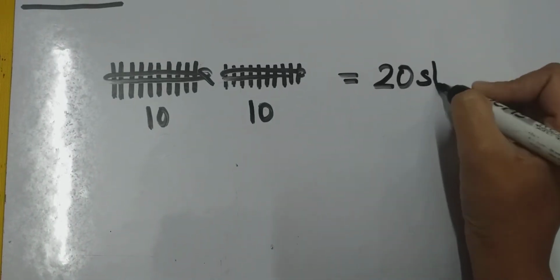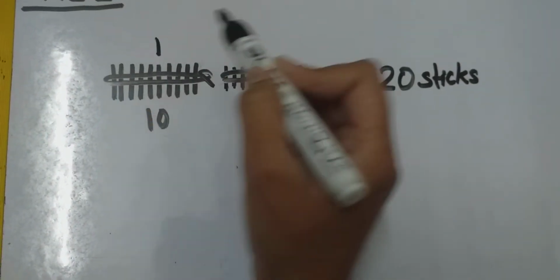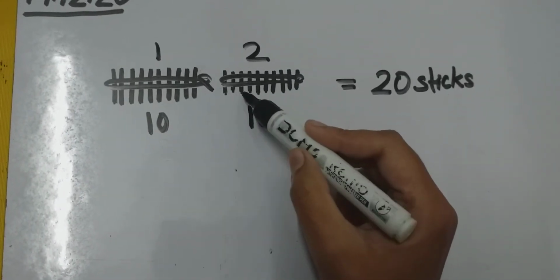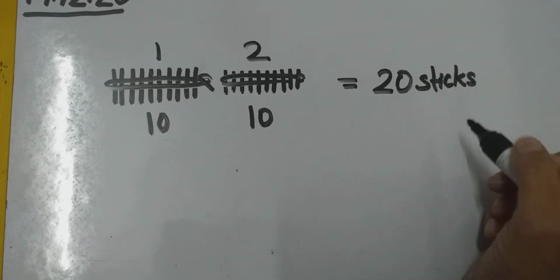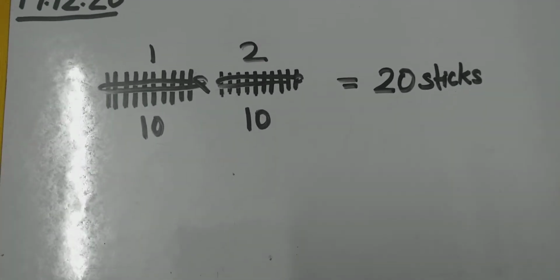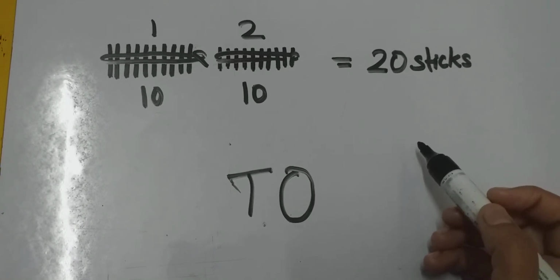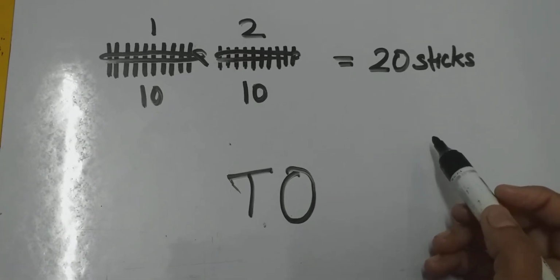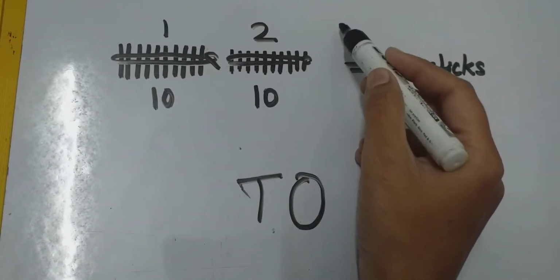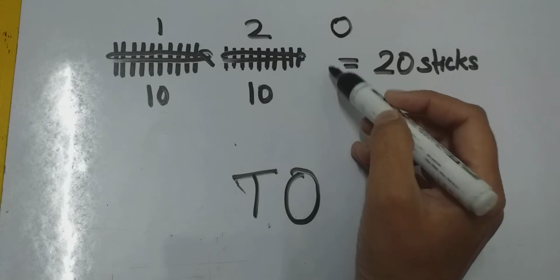Equal to 20 sticks. And how many bundles are there? 1 and 2 bundles. I have 2 bundles of 10 sticks. So children, tell me how many sticks we have without a bundle? We have no sticks without a bundle. 0. हमारे पास यहाँ पर विदाउट बंडल कोई भी स्टिक्स नहीं है.